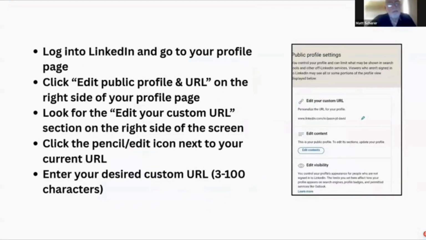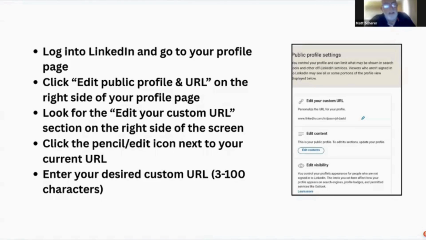So this is how you do it. And we're going to show you a link at the end of this on the Military Transition Resources Encounter that you can do it yourself. But log on to LinkedIn, go to your profile page, click Edit Public Profile and URL on the right side of your profile page. Look for the Edit Your Custom URL section on the right side of the screen. Click the pencil edit icon next to your current URL.